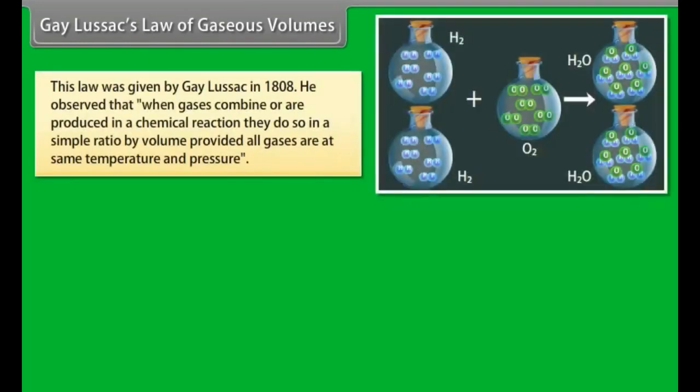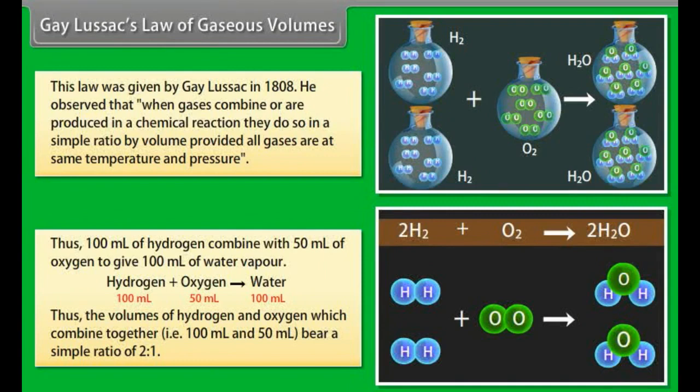Gay-Lussac's law of gaseous volumes. This law was given by Gay-Lussac in 1808. He observed that when gases combine or are produced in a chemical reaction, they do so in a simple ratio by volume, provided all gases are at the same temperature and pressure. Thus, 100 ml of hydrogen combine with 50 ml of oxygen to give 100 ml of water vapor. Hydrogen plus oxygen gives water. 100 ml plus 50 ml gives 100 ml. Thus, the volumes of hydrogen and oxygen which combine together, that is 100 ml and 50 ml, bear a simple ratio of 2:1.